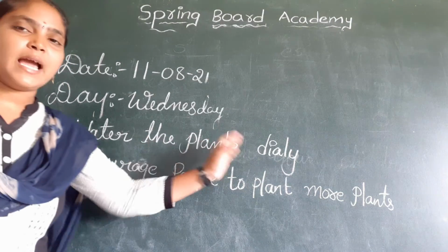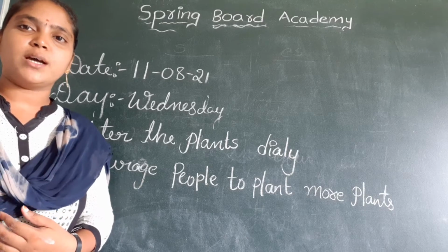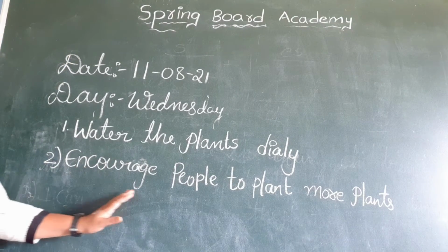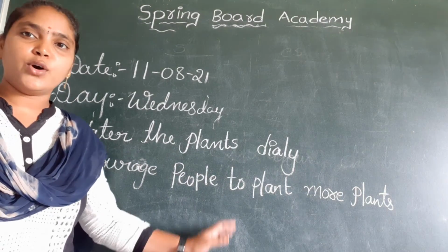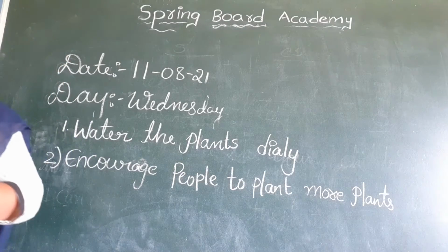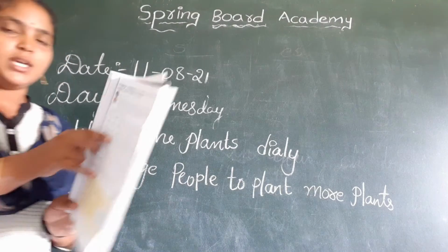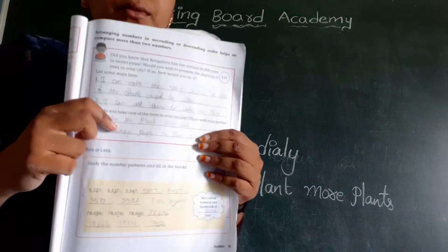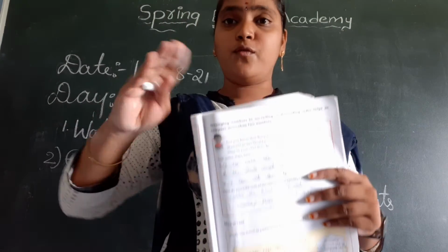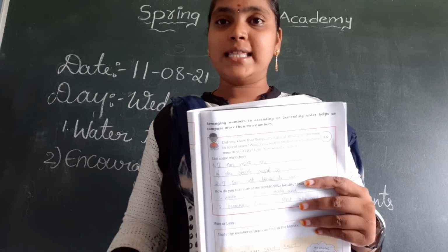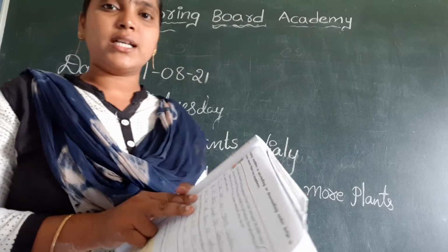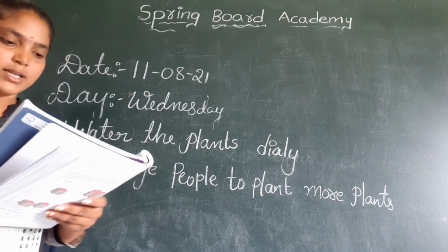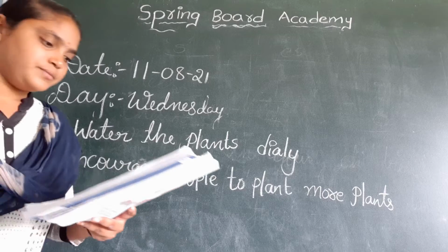Water the plants daily. So I will water the plants daily, and I will encourage people to plant more trees. Here you have to write these two, children. Okay, it is your wish. You can follow other ways too, and you have to write them. What are the ways you are following? You have to write it. Next.